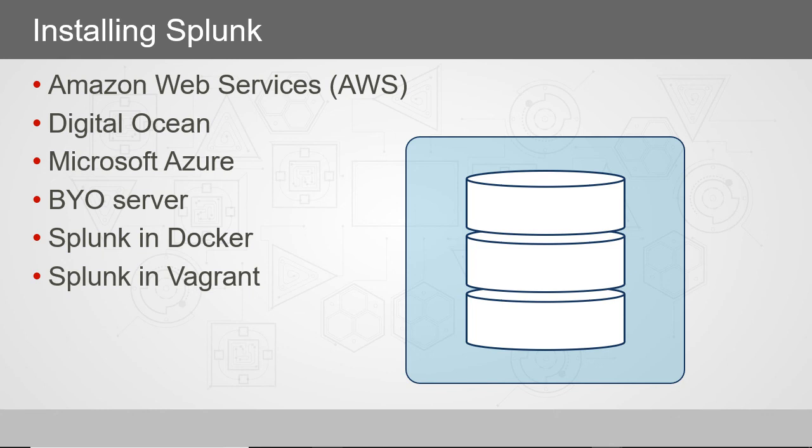Now, the most popular way to install Splunk is the bring your own server, where you just download Splunk on a local machine and run it there. Also, if you're using Dockerization or containers, you can have Splunk spun up in Docker, and if you're using Vagrant, you can use a virtual server spun up in Vagrant running Splunk as well.